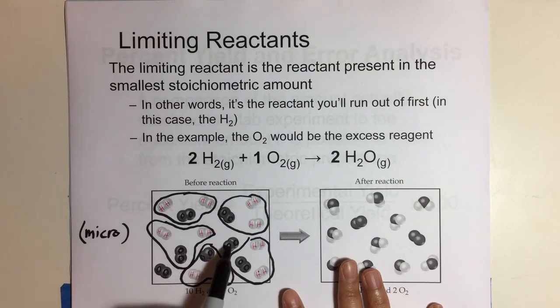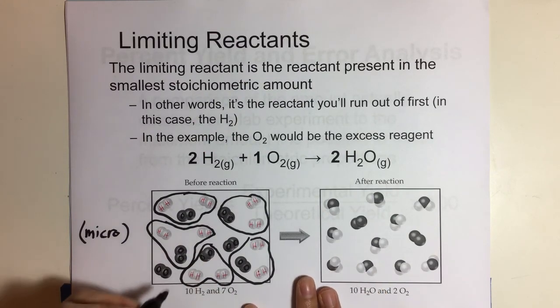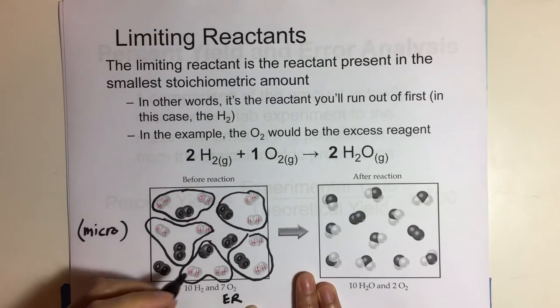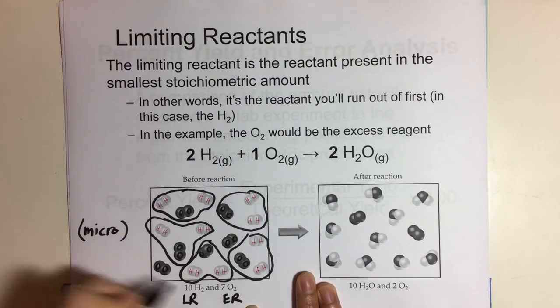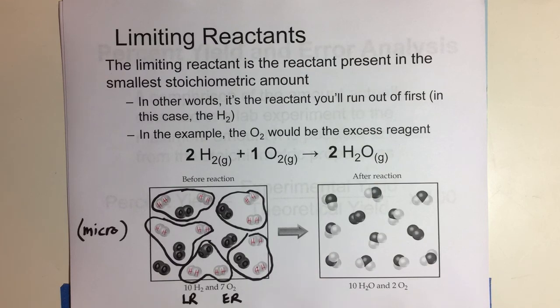The one that's limiting, meaning the one that you don't have enough of, the one that ran out first, was hydrogen gas. So you don't have enough to accommodate these 2 oxygen molecules. So oxygen in this scenario is the excess, and we call it the ER for short. And then hydrogen is the limiting reactant, so we call it the LR, okay, for short.